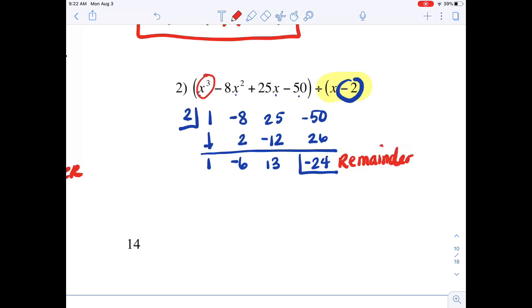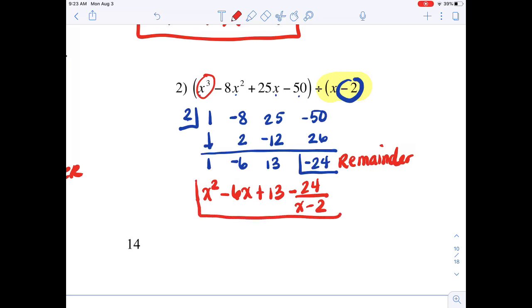The fact that I started with x cubed means my very first term starts with x squared, so I have a 1x squared, negative 6x, positive 13, and then your remainder gets added as a fraction. So it will be either minus 24 over something or plus negative 24 over something, same difference. What's that something? It's whatever you divide it by, just like we did in yesterday's lesson. So that way it's, again, like a fractional leftover. Okay, and then you just box it off, and that's your final answer.